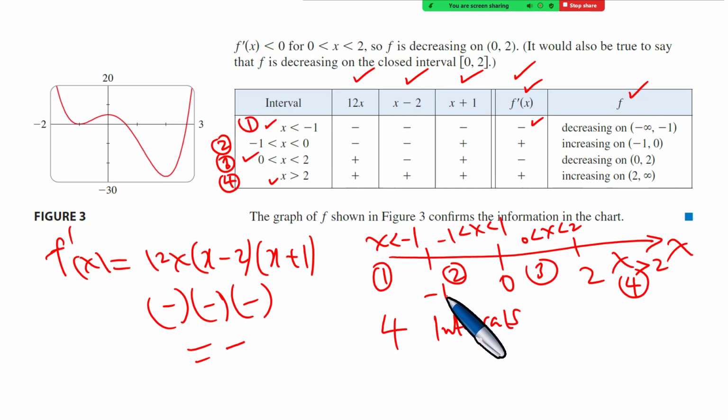Let us try also the interval between minus 1 and 0. Take a number between them, like minus 1 half. For 12x you get a minus, for x minus 2 you get a minus, and for x plus 1 you get a plus. When you multiply 12x, x minus 2, and x plus 1, you get a plus. Because it's plus, f is increasing between minus 1 and 0.